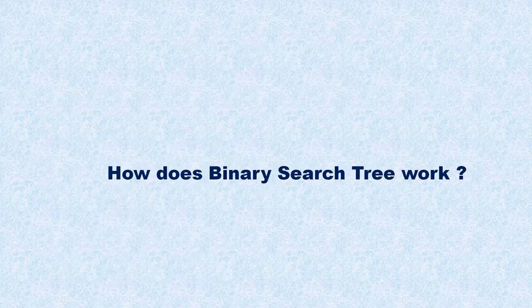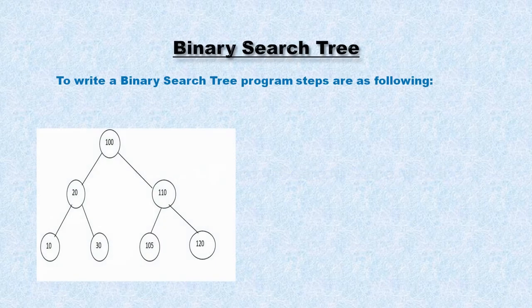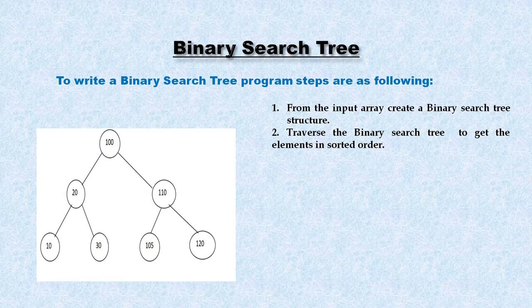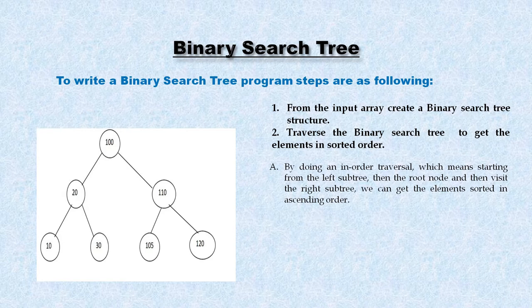Now, how does a binary search tree work? To write a tree sort program, the steps are as follows. First, from the input array, create a binary search tree structure, and then traverse the tree to get the elements in sorted order. By doing an in-order traversal, which means visiting the left subtree, then the root node, and then the right subtree, we get the elements sorted in ascending order.